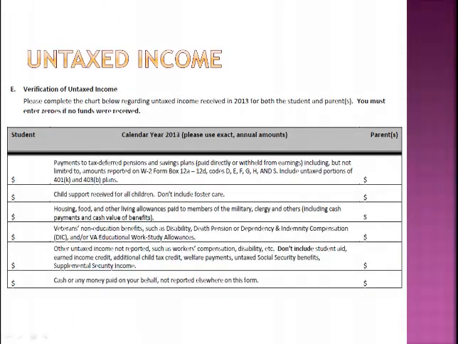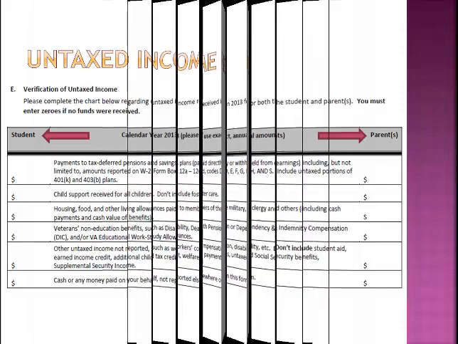Only students in the V6 group will have to complete this section regarding untaxed income. Dependent students should complete both columns of this table. Independent students will just have to complete the student section. You should put an answer in each blank, even if the answer is 0.